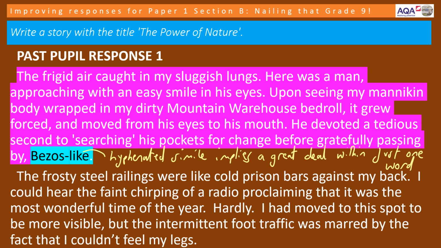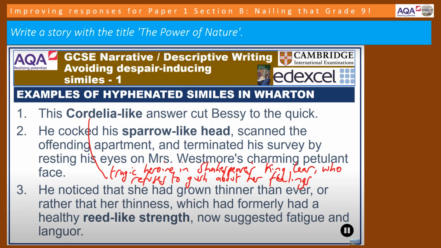I think this hyphenated simile was inspired by the pupil watching my video Avoiding Despair-Inducing Similes, GCSE Descriptive Narrative Writing 1. This video included the examples shown on screen here, taken from Edith Wharton's novel The Fruit of the Tree. In the first example, Wharton name-checks the tragic heroine of Shakespeare's King Lear, which made us all wonder about the value of name-checking famous figures and using them to steal associations.